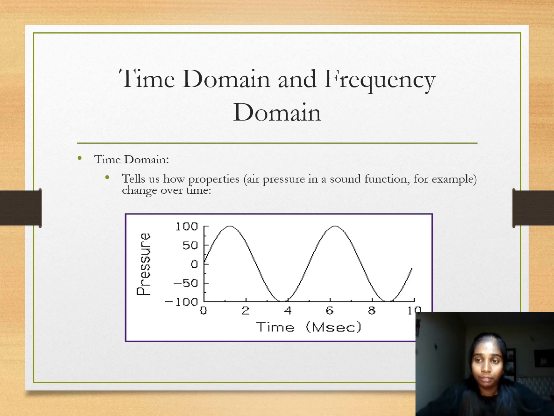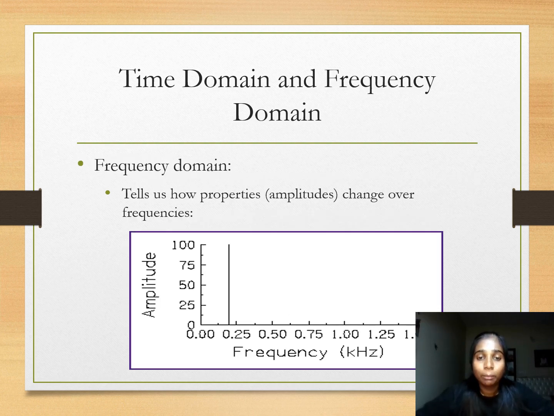Frequency domain simply means how properties change over frequency, same as the time domain where it changes over time, and in the frequency domain it changes over frequency. Considering the example of amplitude changing over the frequency, the graph is shown here.